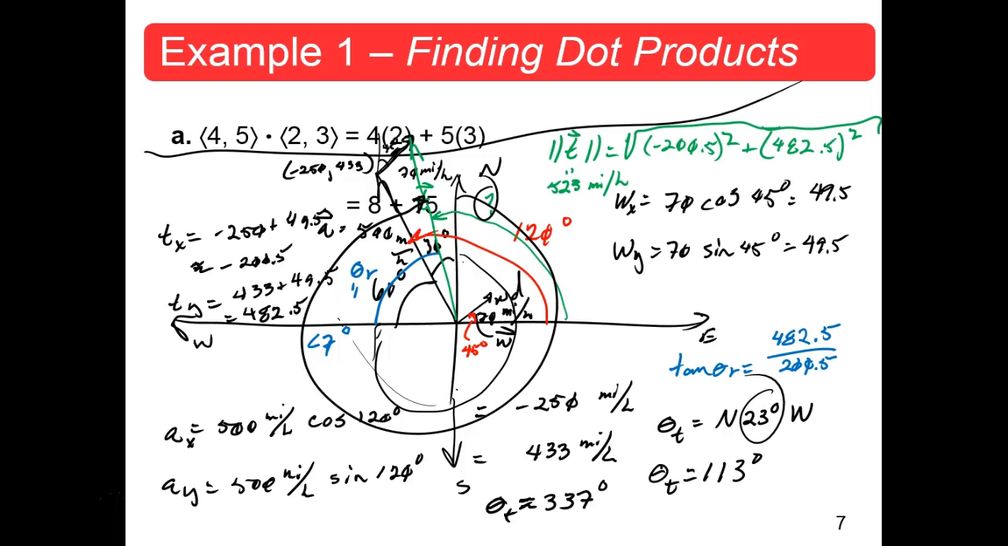Number 3, the set of all directed line segments that are equivalent to a given directed line segment PQ is a blank V in the plane. And that's the word I've been wanting to use all along. Look at the title of this section. Vector in the plane. Okay, number 4. 2 vectors are equivalent when they have the same blank and the same blank.